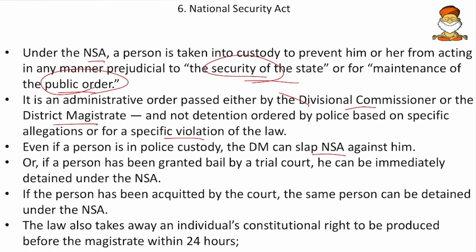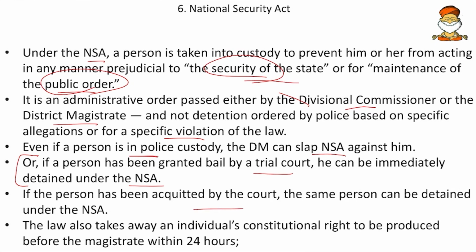So whenever he is slapped with the NSA, all other rules or laws for the purpose of which he was actually arrested will cease, and the National Security Act's clauses will take effect from then on with this person. So that means the NSA will have overriding effect over other laws related to arrest and detention. Then, if a person has been granted bail by a trial court, he can be immediately detained under the NSA. So even if a person is on bail, he can be re-arrested under this NSA. So again we can see how the overriding effect is playing out.